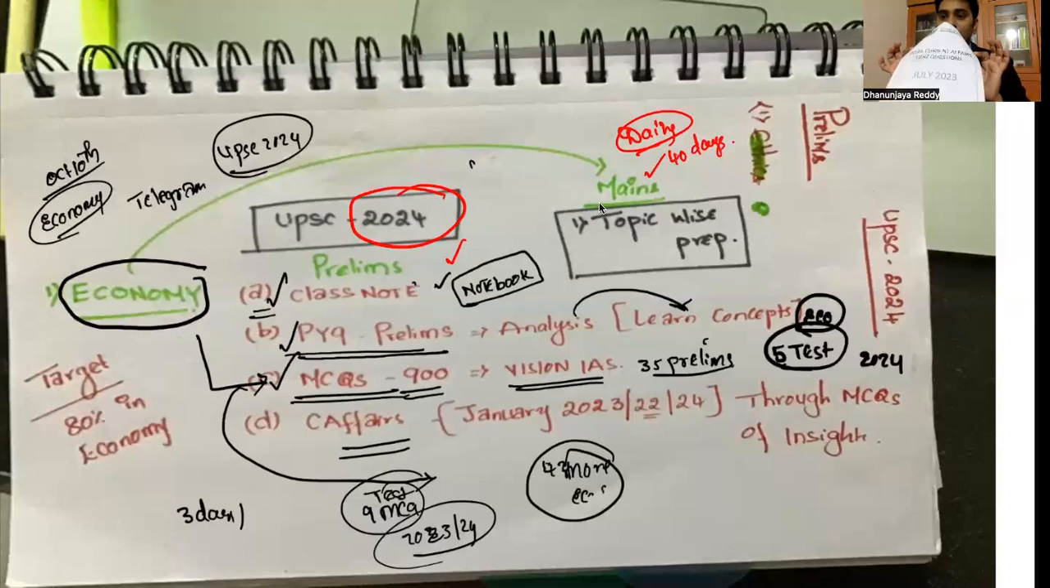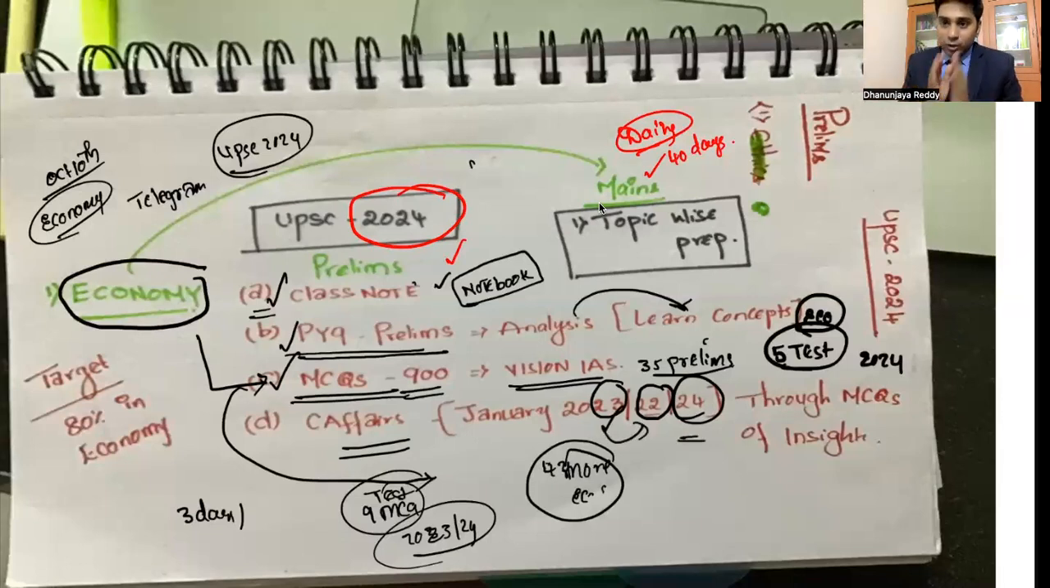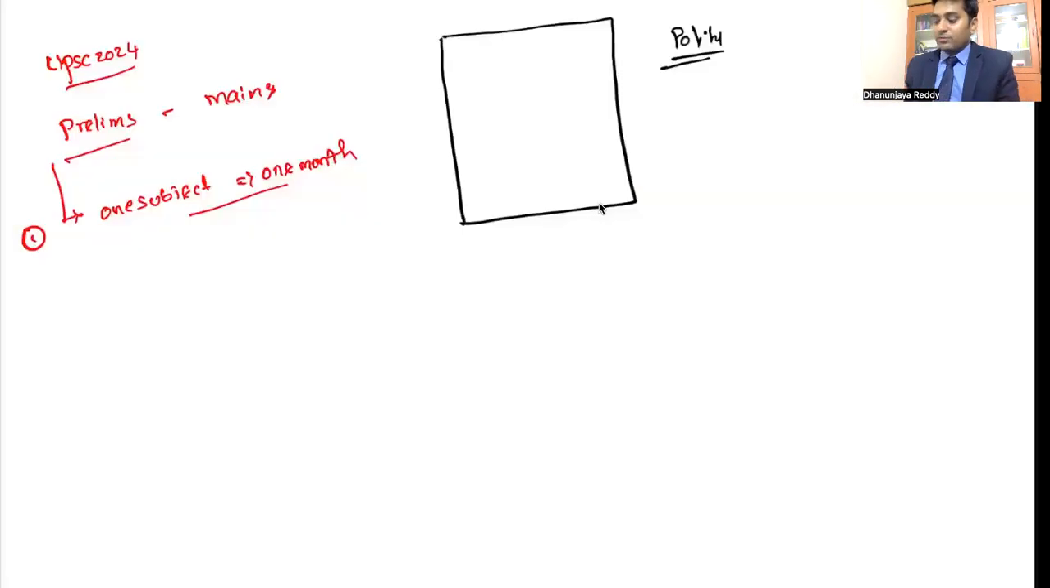There will be the quiz of Insights from January 2022. You do January 2022, 23 as well as 24. Start with 23 from this month, that is from July. Go back until January 2022. And again, once 24 starts, you can do that parallelly. So this is what you have to prepare for economy for prelims.